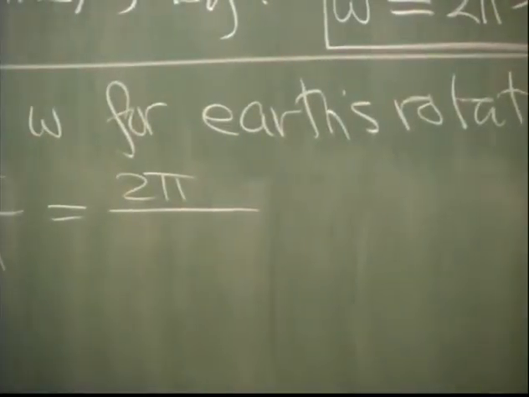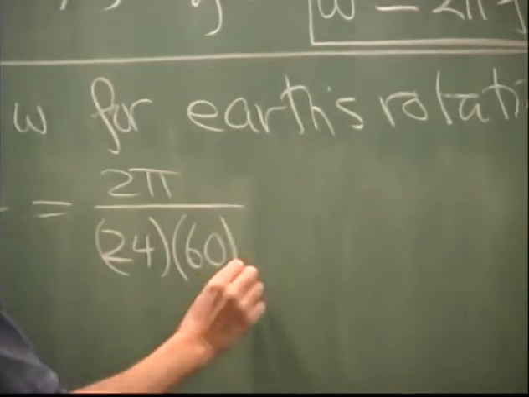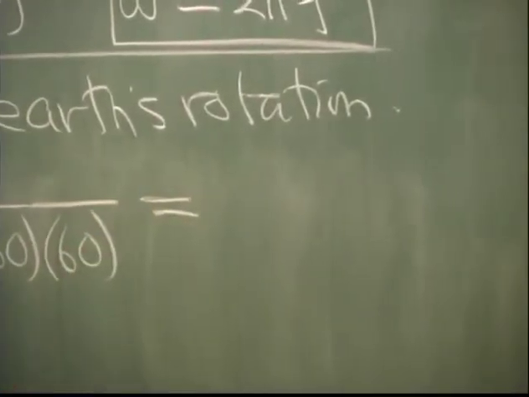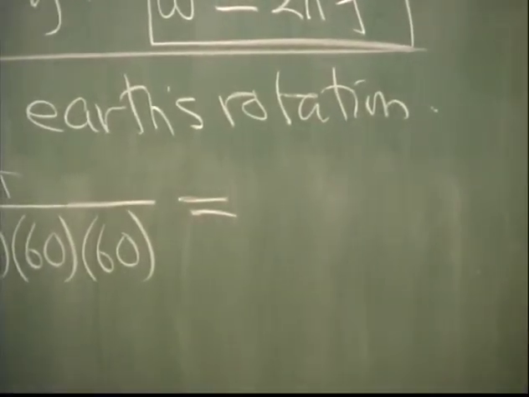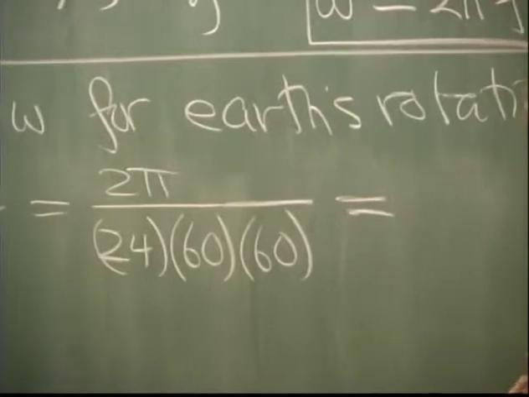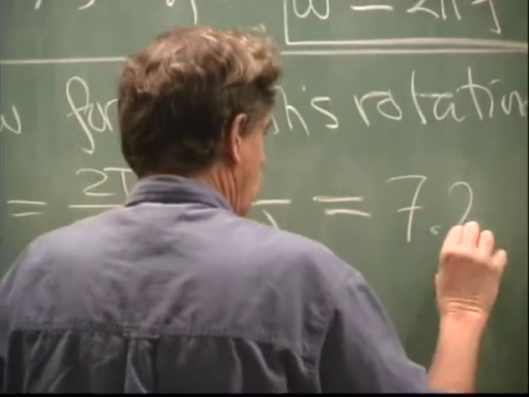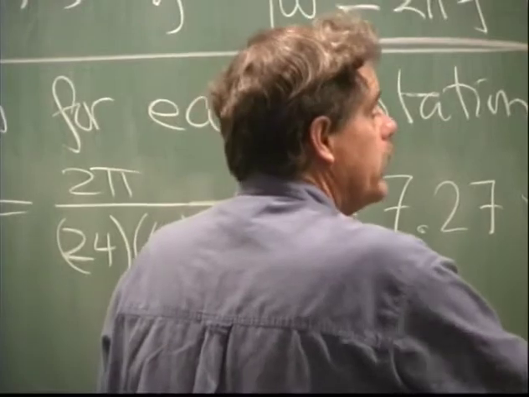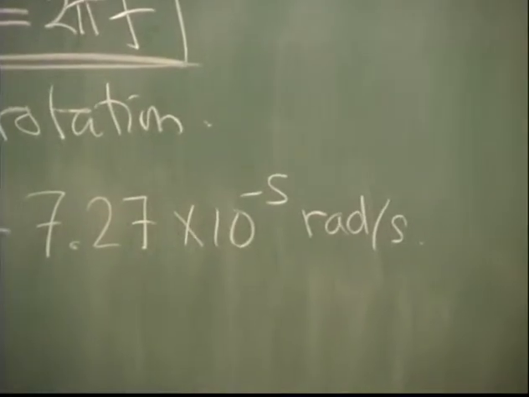Of course, if I want to get this over to seconds, a day is 24 hours, an hour is 60 minutes, and a minute is 60 seconds. So that would be the conversion over to radians per second. What is that? 2 times pi divided by 24 divided by 60 divided by 60 again is 7.27 times 10 to the minus 5th radians per second. How about that? There's the angular velocity of the Earth.